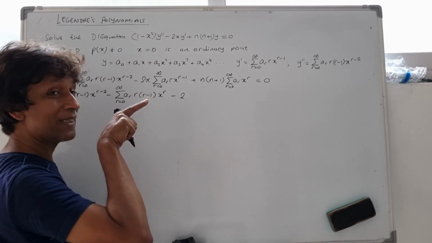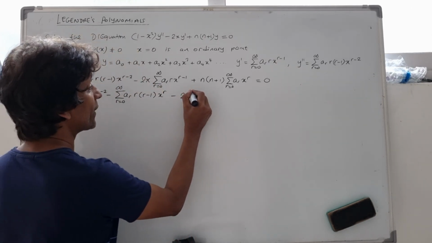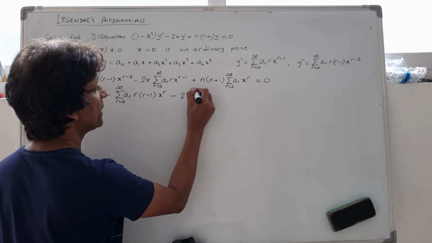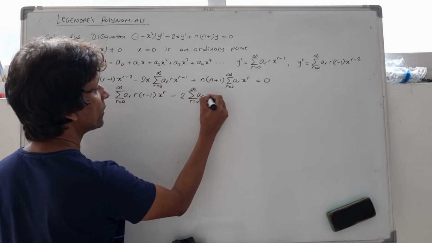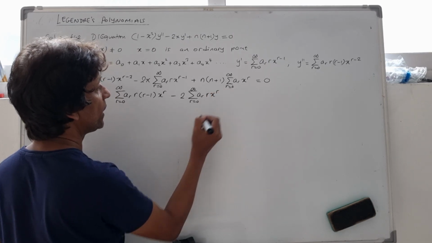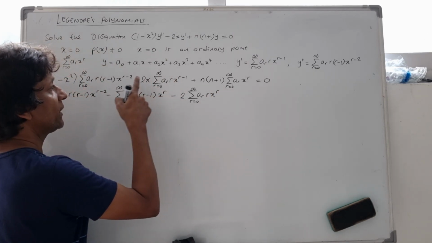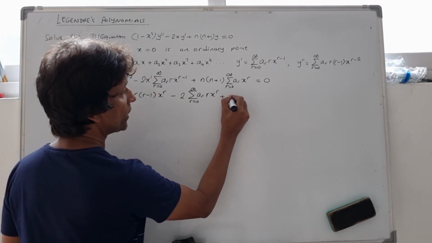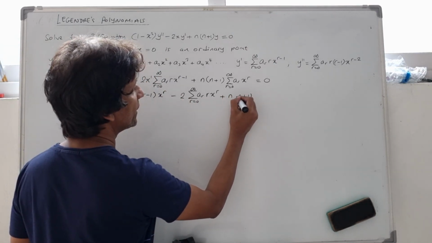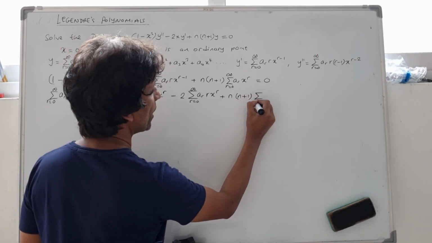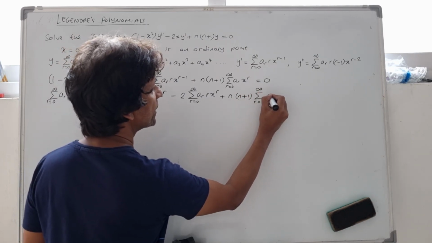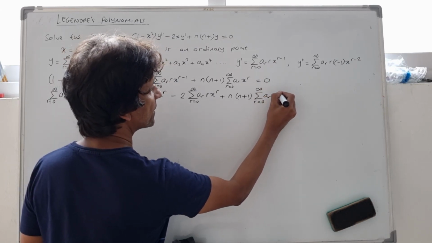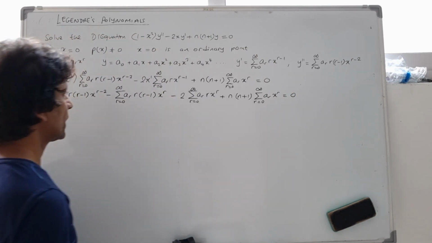Right, so now minus 2x, so that's minus 2. I'm going to distribute x into the series. So here we're going to get the summation again from r equal to 0 to infinity of a_r r x^r, because the minus 1 cancels out with x to the power 1. There's n(n plus 1), and then the summation again from r equal to 0 to infinity, times a_r x^r, is equal to 0.